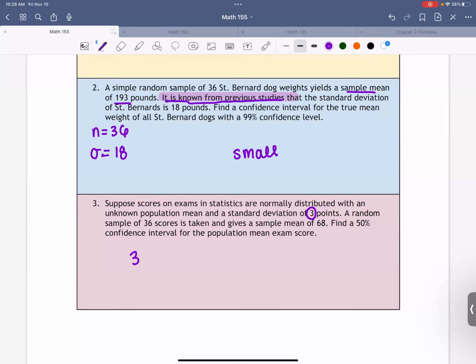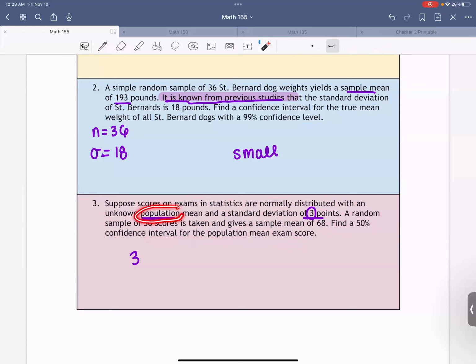Jim? So it says suppose scores on exams in statistics as a whole are normally distributed. It also talks about an unknown population and then references standard deviation, which makes me think that they're still talking about the population as well. It also says to define the confidence interval for the population. Yeah, that bottom sentence will always be the same, but I like your beginning.